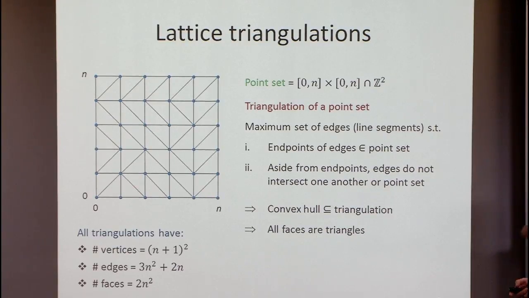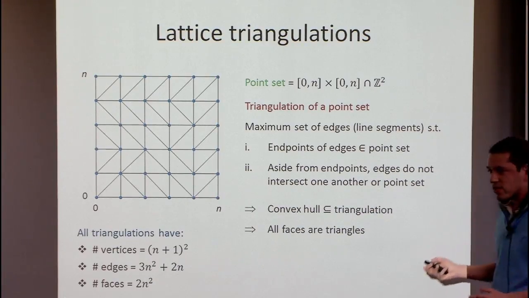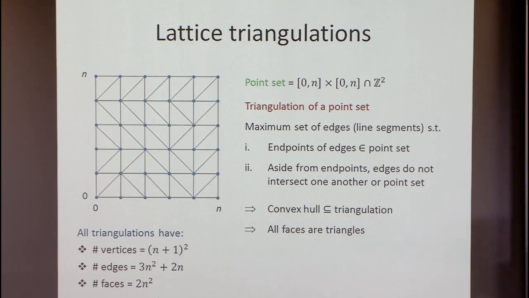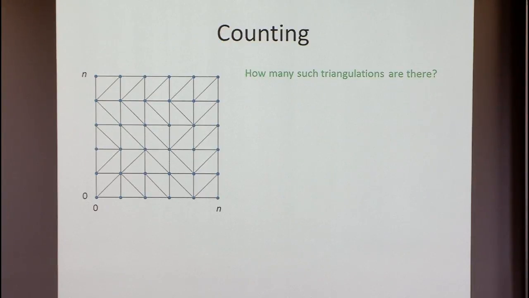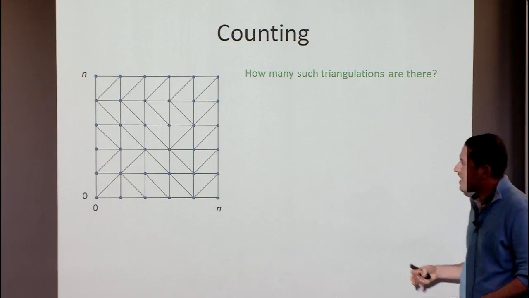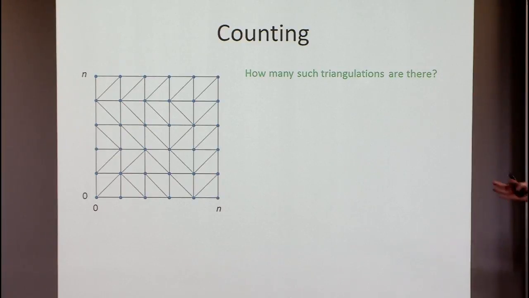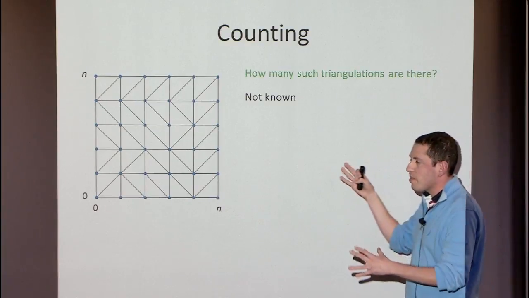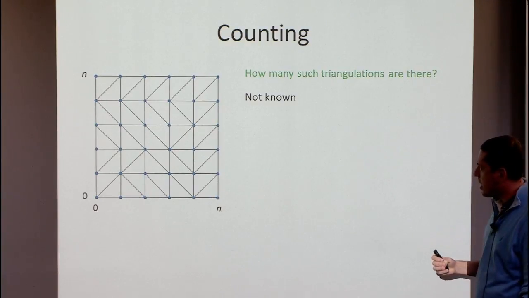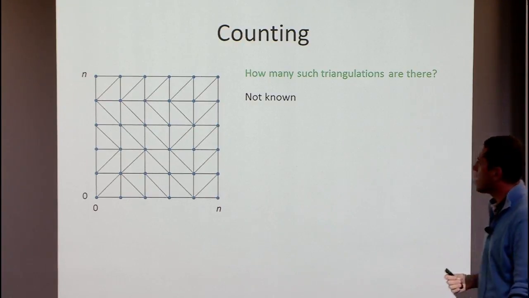This object has been looked at in many different areas, especially in combinatorics. A lot of people in combinatorics are interested in counting how many such triangulations there are, or at least getting an asymptotic for the number of triangulations of the n-by-n box. And despite many efforts, this is not known. No one knows exactly. There's no explicit formula for the number of lattice triangulations, and not even the right asymptotics are known.